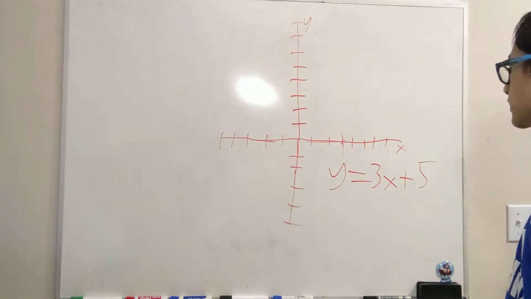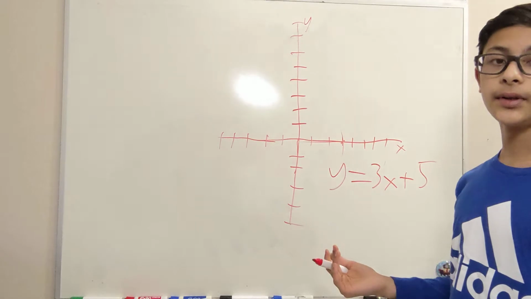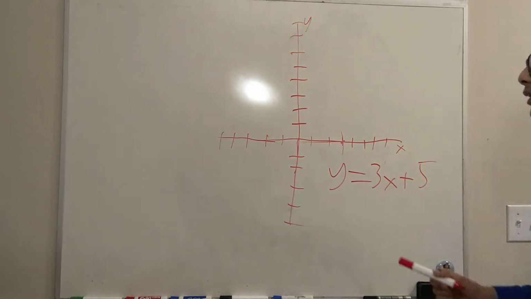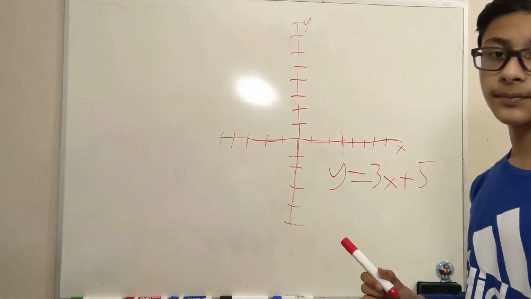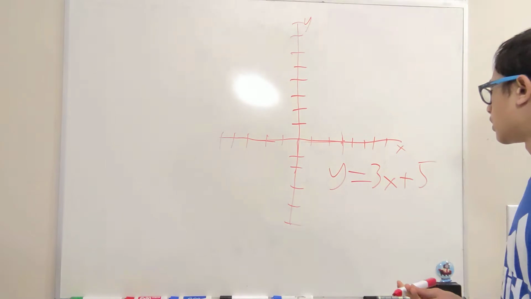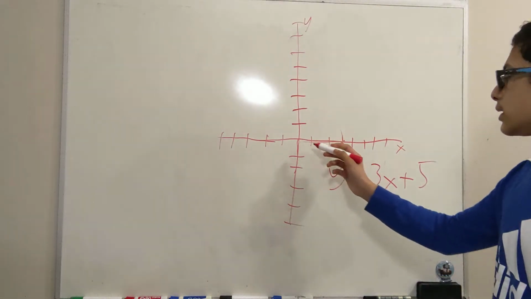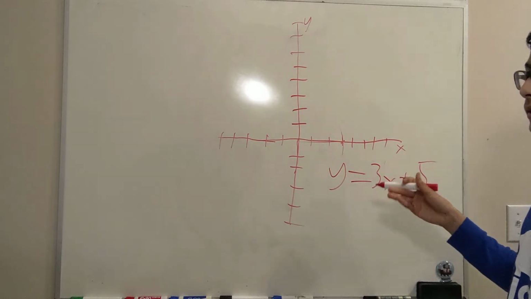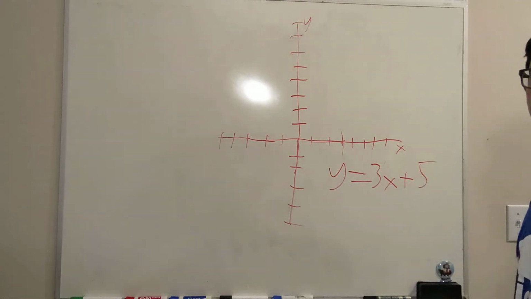So if y equals 3x plus 5, we can't really solve for x. You can try as hard as you want, but you will never find the exact value of x. But what if we substitute in a value for x? What if we just assume x equals 0? Well, if x equals 0, 0 times 3 is 0. So y would equal 5.